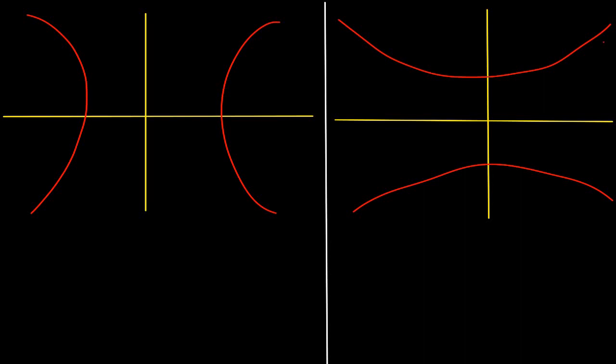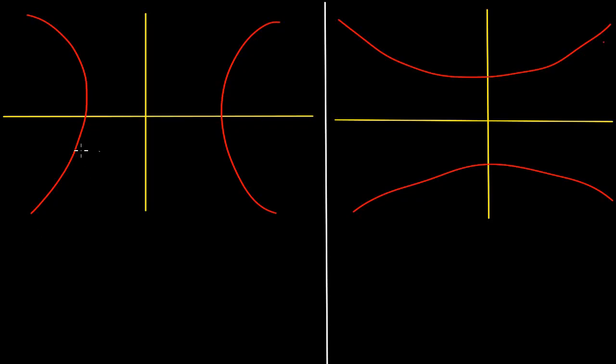Hello viewers on YouTube. In this video tutorial, we are going to focus on hyperbola. As you can clearly see on the board, we have two different orientations of hyperbola. The one on the left is a hyperbola with horizontal orientation, and the one on the right is a hyperbola with vertical orientation.